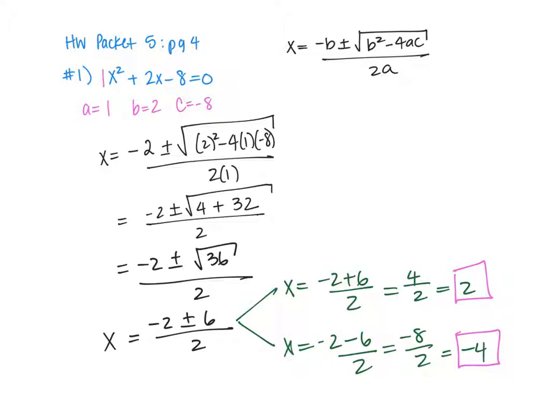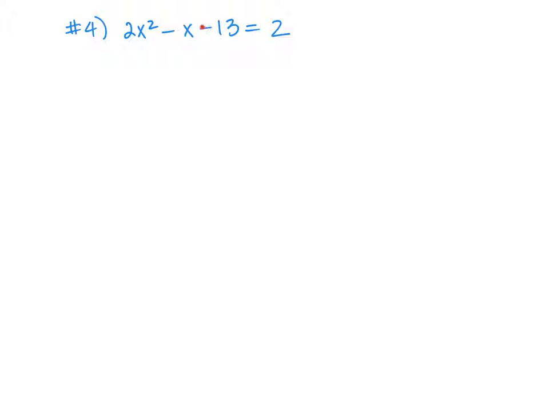All right, so let's try out number 4 here next. Okay, so in number 4 here, we're going to try to solve it out, but first let's try to move that 2 over because this side's not 0. So I'm going to subtract 2 over, and that allows me to write this as 2x squared minus x minus 15. Negative 13 minus 2 is negative 15. And then this side's 0.